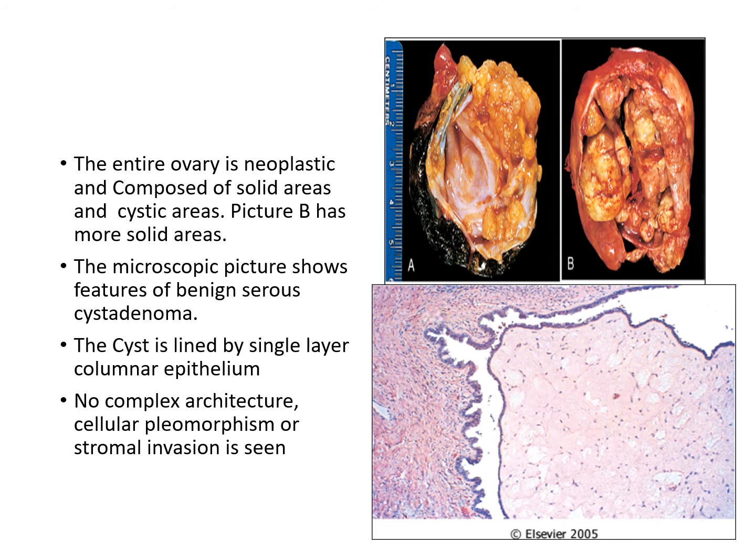We see two gross serous tumors. Both of them show the entire ovary is neoplastic. Picture A has cystic and solid areas, and picture B has more solid area, as you can see here. The microscopic picture shown below shows a benign serous cystadenoma. The cyst is lined by a single layer of columnar epithelium. You don't see any complex architecture, cellular pleomorphism, or stromal invasion.